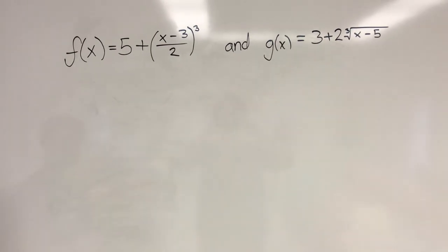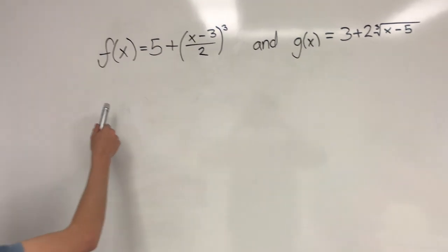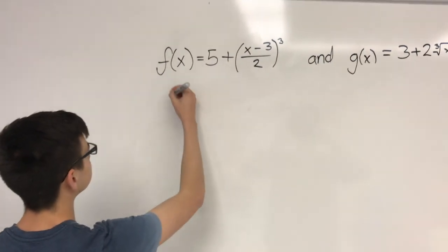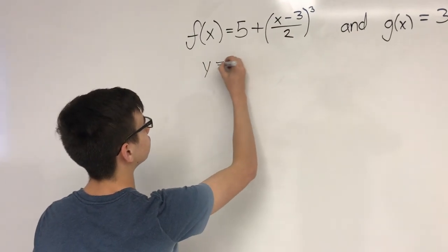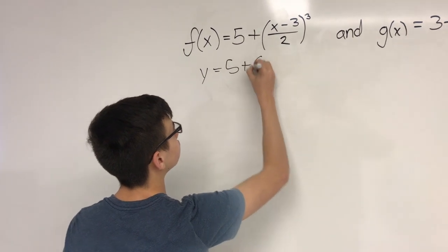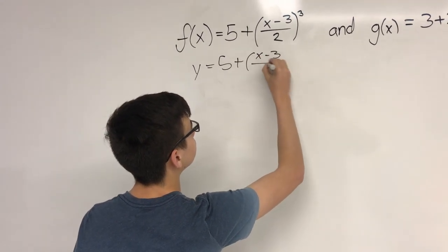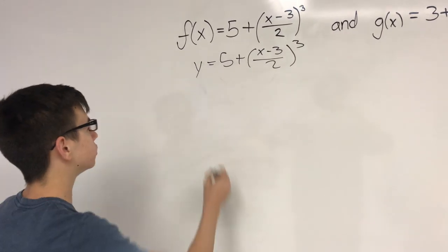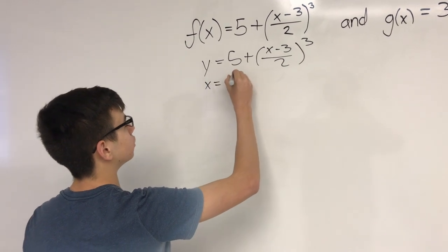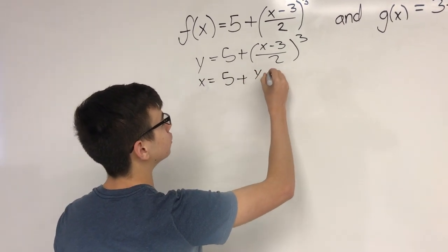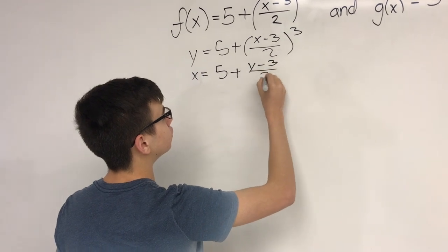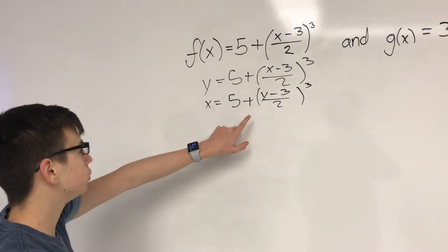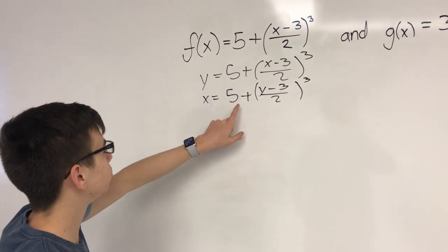This is the fourth problem. We will check if f of x and g of x are inverse functions. So first we'll put f of x as y. Then we will switch y and x. So now, when you have this, you need to pass the 5.